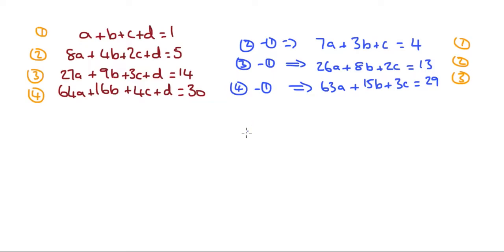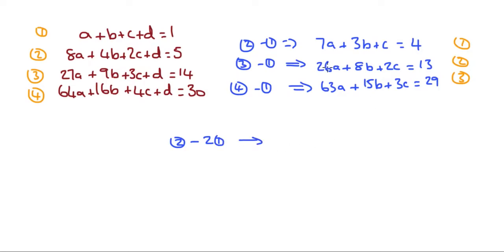So for my new row 2, this one here, I'm going to need to do this row minus 2 of these. That will eliminate C. 2C minus 2C is going to be 0. So I need to do row 2 minus 2 lots of row 1.